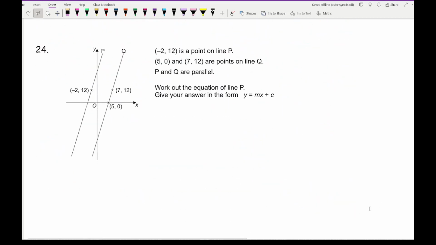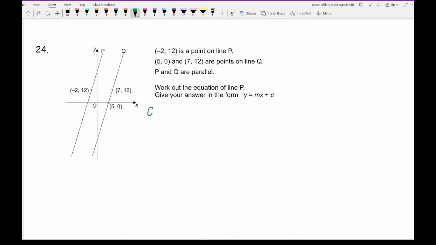Then moving on to question 24. And again, if you want to have a go at this question, pause the video, then unpause when you're done. So it says (-2, 12) is a point on the line P. (5, 0) and (7, 12) are points on line Q. P and Q are parallel. Work out the equation of line P. Give your answer in the form y equals mx plus c.